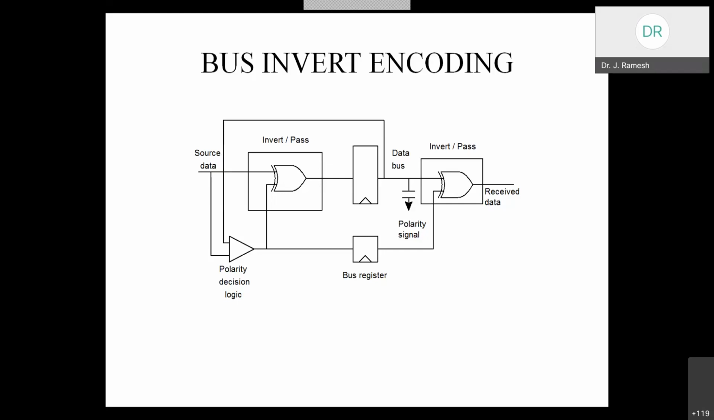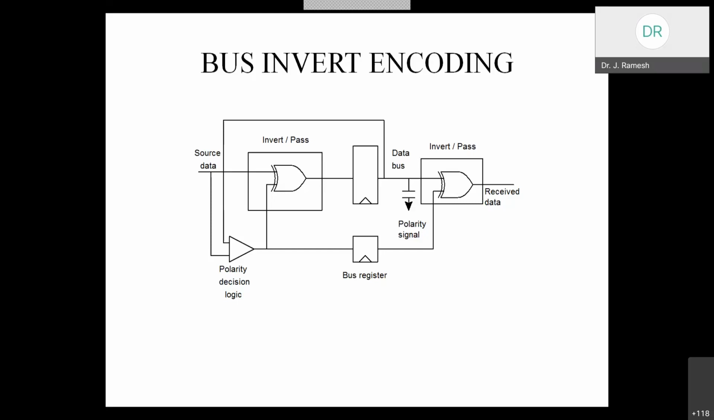So before proceeding to the transmission, if we are able to compare the previous sequence with the present sequence, and then based on that make some decision, like instead of transmitting the true form of the current sequence, we can go for the complementary form of the current sequence. But appropriately, the receiver should be informed that the complementary form is transmitted. In that case, we can avoid the switching activity.